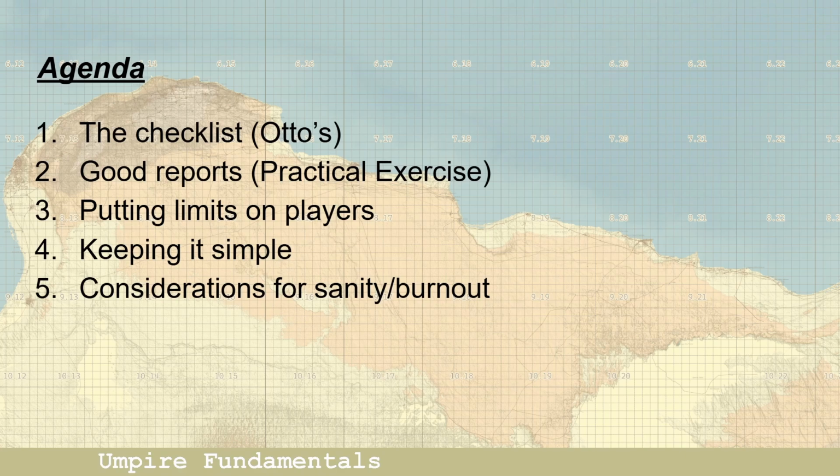Like I was saying, we're mostly going to be going over Otto's checklist, but we are then going to follow up with a practical exercise. Throughout this whole thing, I'm going to be harping on the 3 principles below. Make sure you put limits on players, make sure you keep it simple, and make sure you take care of yourself as an umpire. It's very easy to get sucked down the umpiring rabbit hole and spend 8 hours a day doing nothing but Kriegsspiel, because it is quite fun.